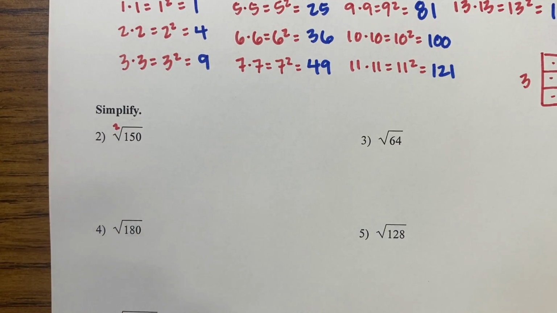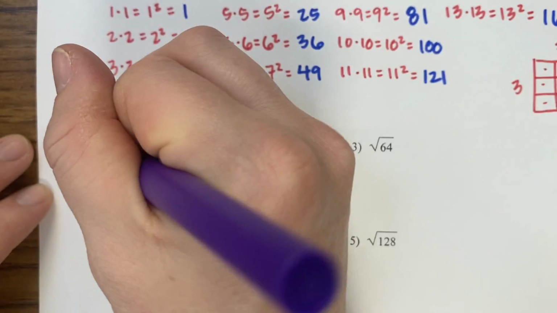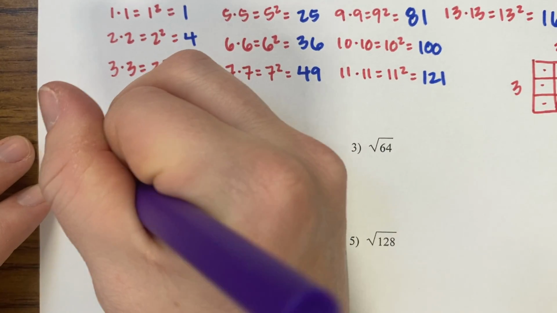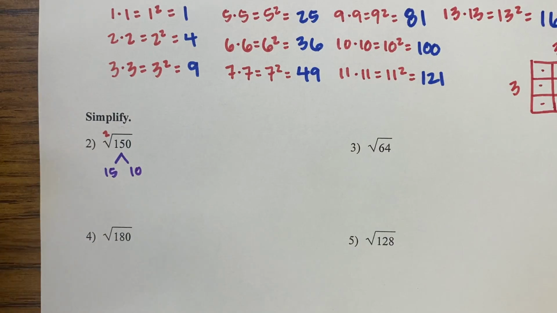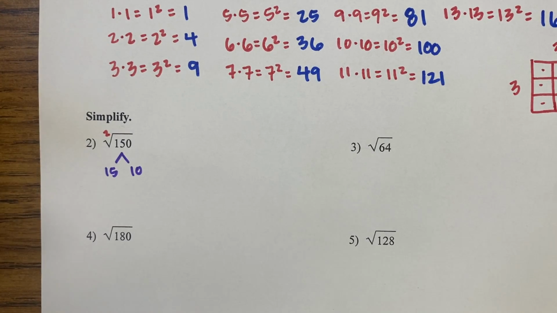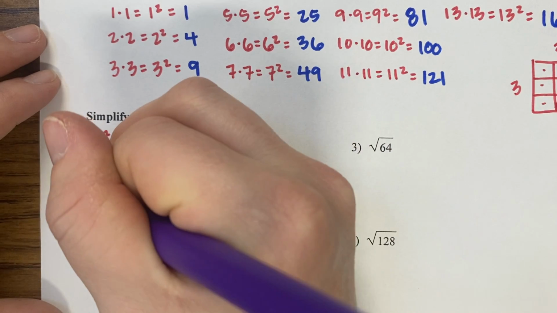Okay, so what we're going to do is we're actually going to break this down. When I say break it down, I mean divide it until we can find pairs. Okay, so I'm going to divide this 150. I see that it ends in a 0. So I can do 15 and 10, right? 15 times 10 would give me 150. Okay, well now I can keep breaking it down because I don't have a pair of numbers that can leave yet. Okay, so I can break down 15.